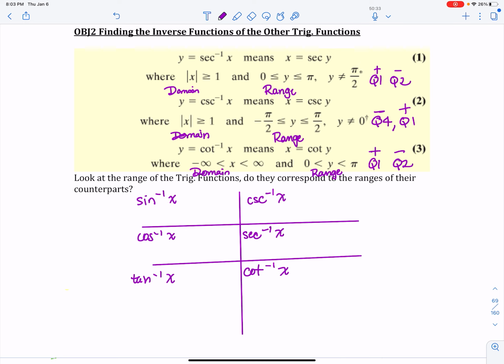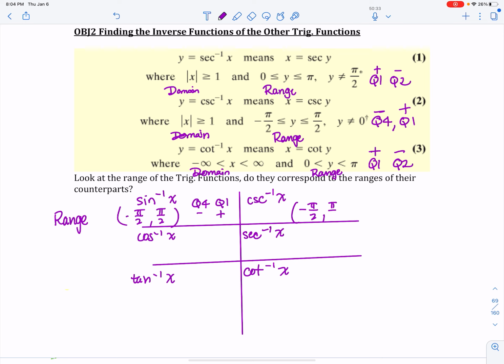I'm dealing with just the range. The range for inverse sine is negative pi over 2 to pi over 2. If your value is negative, you want a quadrant 4 angle. If your value is positive, you want a quadrant 1 angle. For inverse cosecant, it's the same, right? Just look up here, and you'll see it's the same thing.